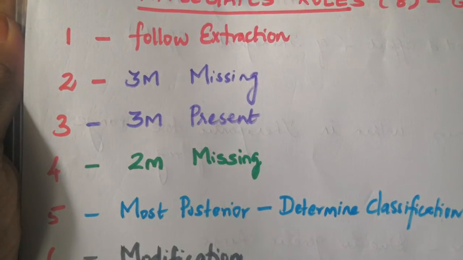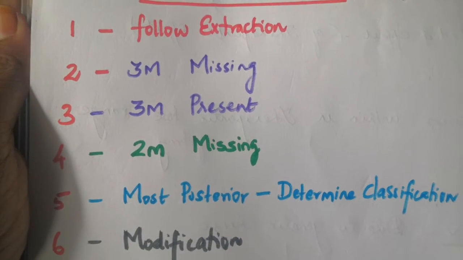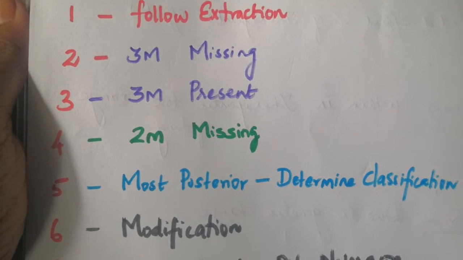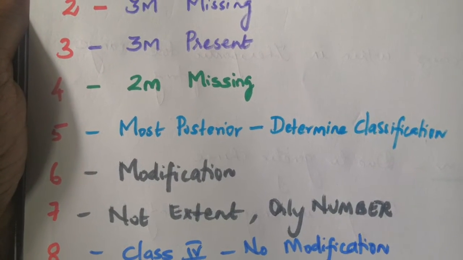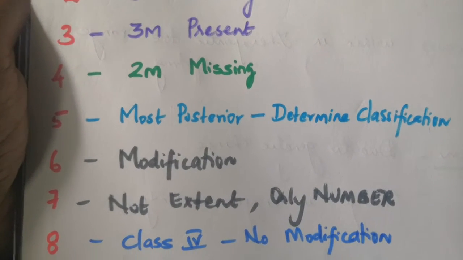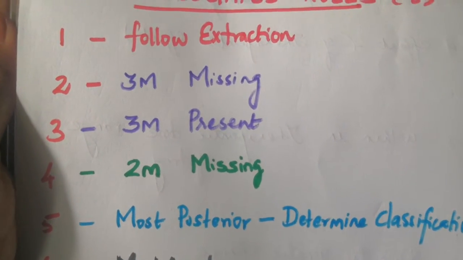Again say along with me so that you remember once again. Rule 1, follow extraction. 2, 3M missing. 3, 3M present. 4, 2M missing. 5, most posterior determine the classification. 6, modification. 7, not the extent, only the number. 8, class 4, no modification. Okay, I'll now explain one by one.